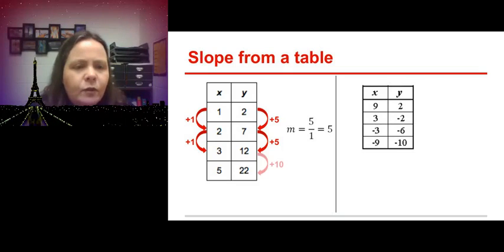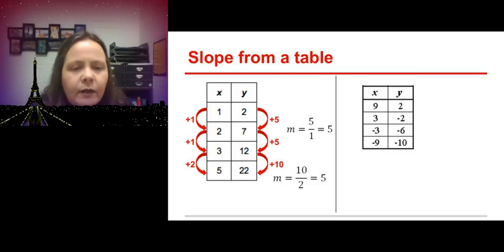But from 12 to 22, I get 10. But on the other side, I didn't go up by 1. I went from 3 to 5, so I went up by 2. And if I look at that ratio, my slope of my change in y to my change in x, that's 10 over 2, which still reduces to 5.